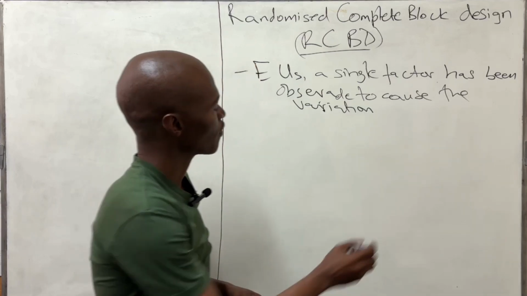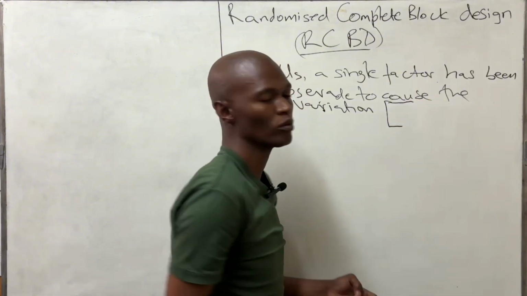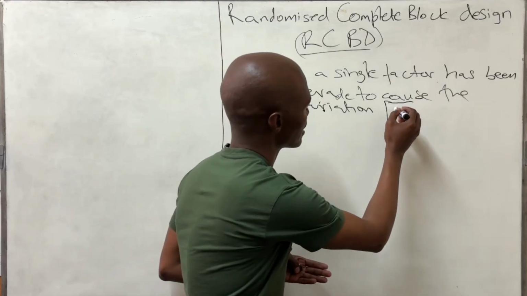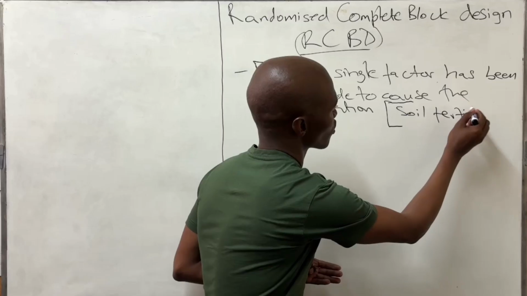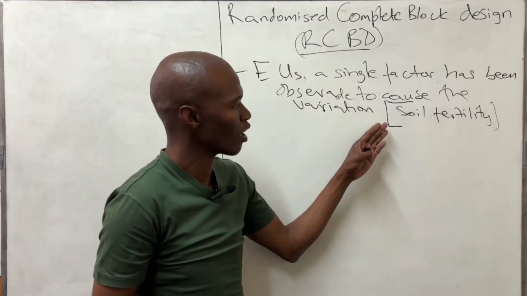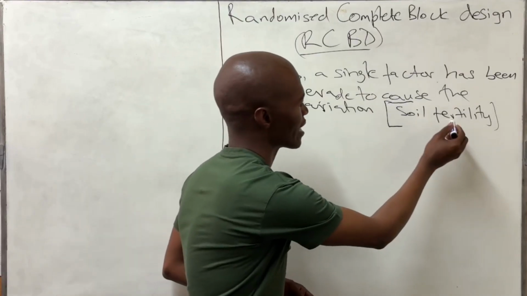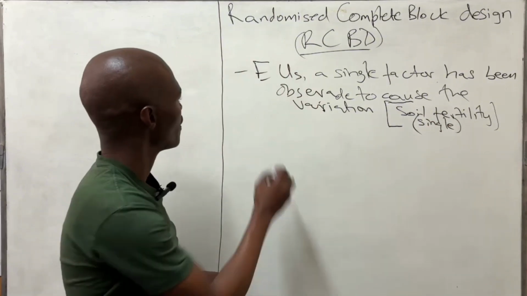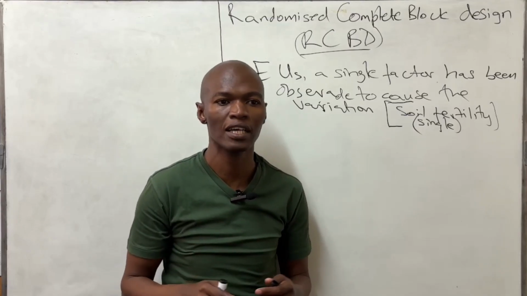For example, you find out in the plot where you want to plant your treatments, there is a variation. Maybe the soil fertility is not the same. And the only factor that you observe which is not the same in these plots is one factor, which is the single factor.